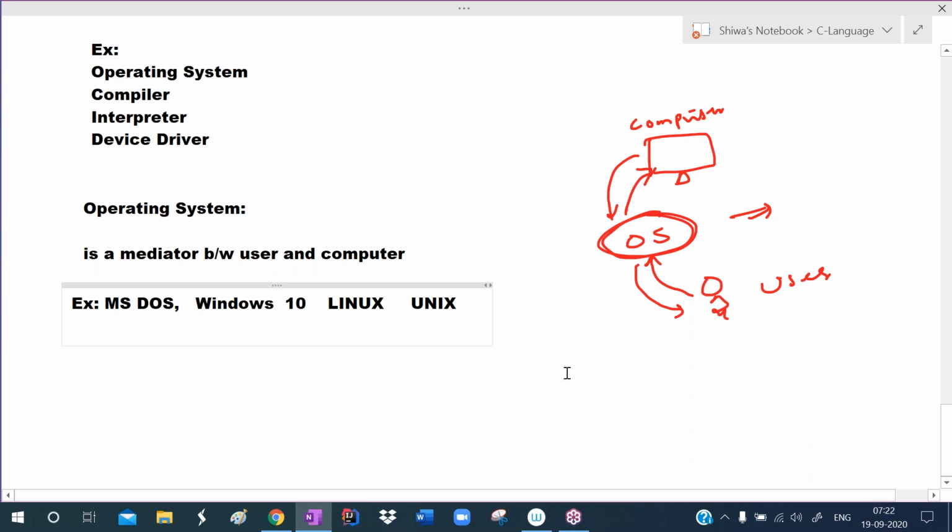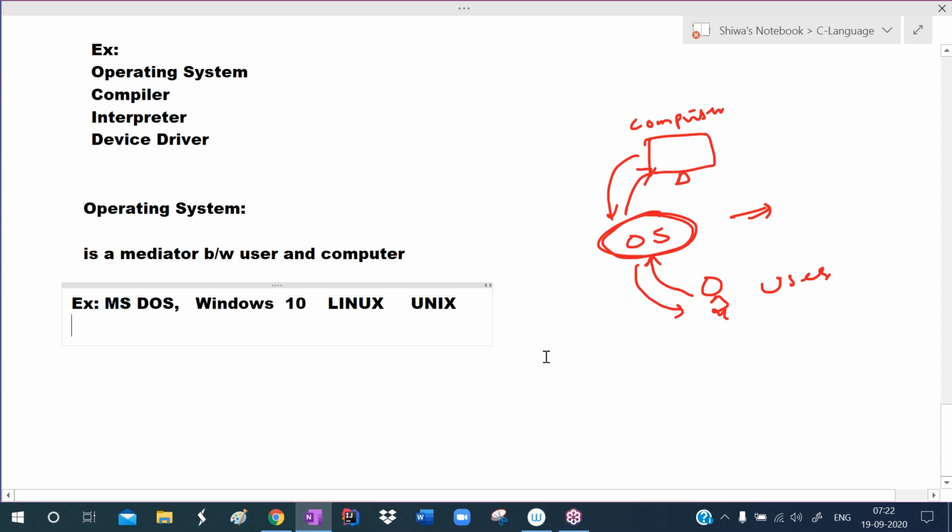Once upon a time, Nokia was there. In the initial days, Nokia used the Symbian operating system. Now Nokia has been purchased by Microsoft, so Microsoft is using the Windows operating system for the Nokia phones also.